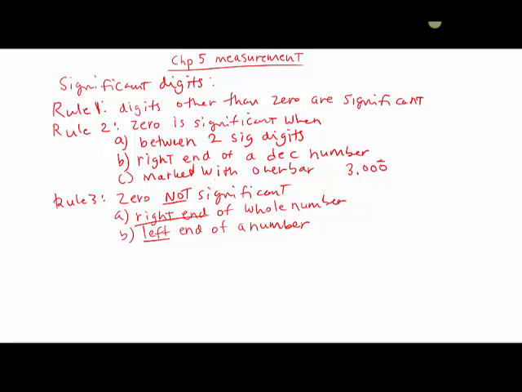So let's look at some examples. So example 1, a tachometer reading of 84.2 RPM. Now how many significant digits is that? Well, it has 3. Why? And that's due to rule 1. Digits other than 0 are always significant. So 3 significant digits.